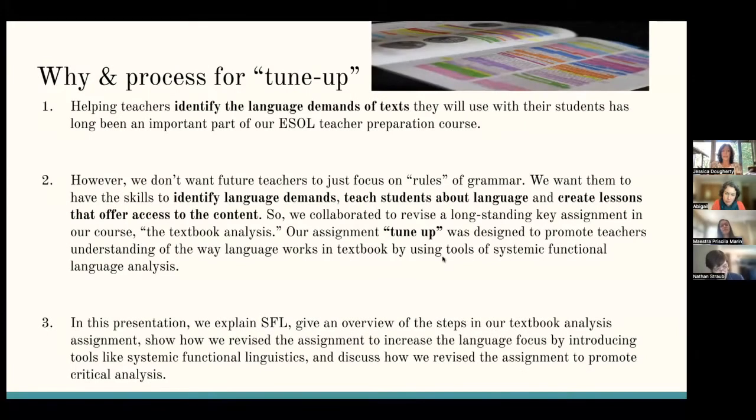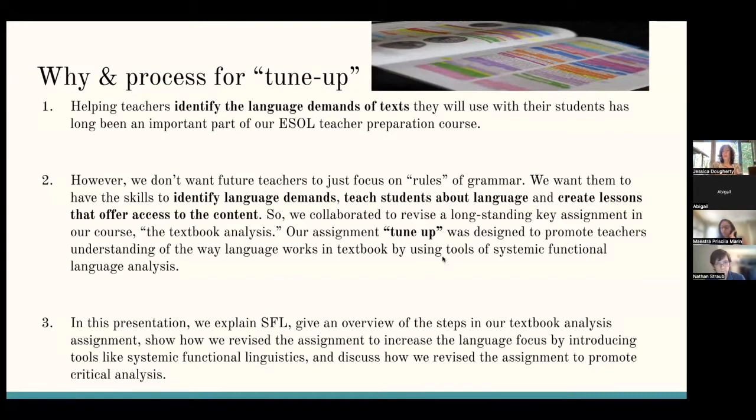And so, like I said, this particular course focuses on pre-service teachers or current teachers who are pursuing the ESOL endorsement. And so with that being said, in this assignment, we help students learn how to identify the language demands of textbooks that they will be using with their students.